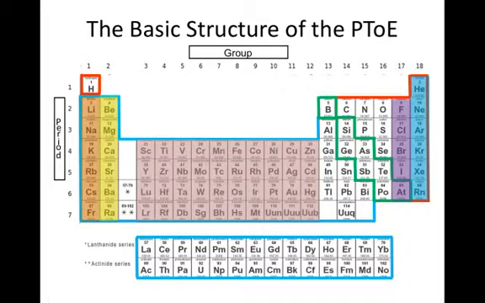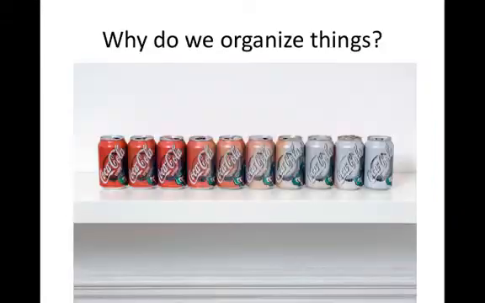So here is the basic structure of the periodic table. Right here, what I need you to know, you just need to know metals versus nonmetals versus metalloids, and whether elements fall into alkali metals, alkaline earth metals, transition metals, halogens, or noble gases.